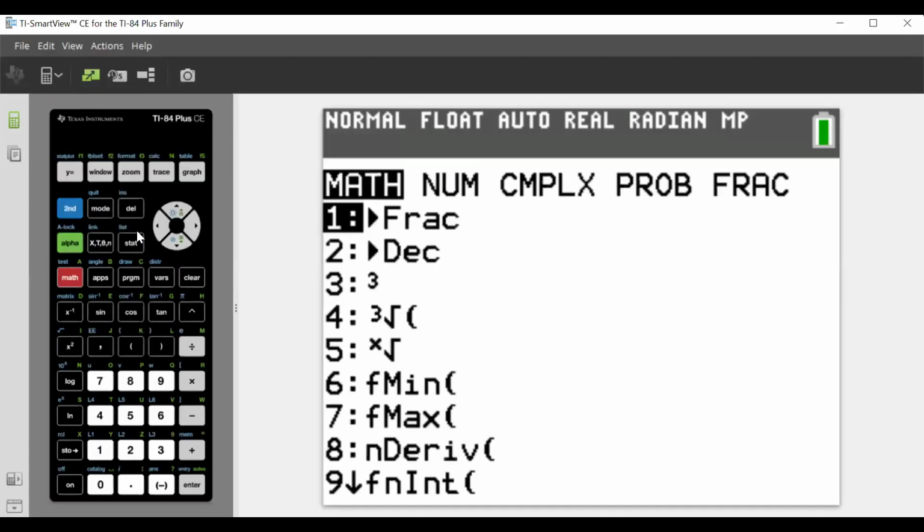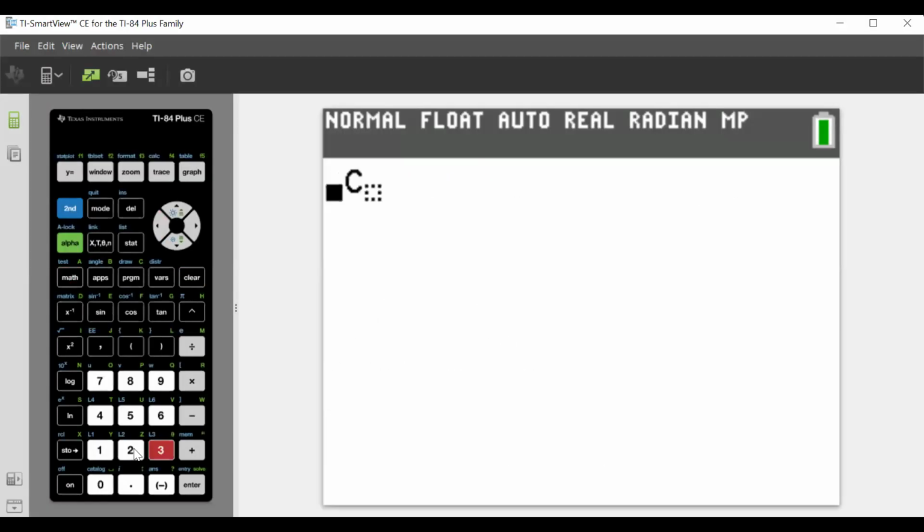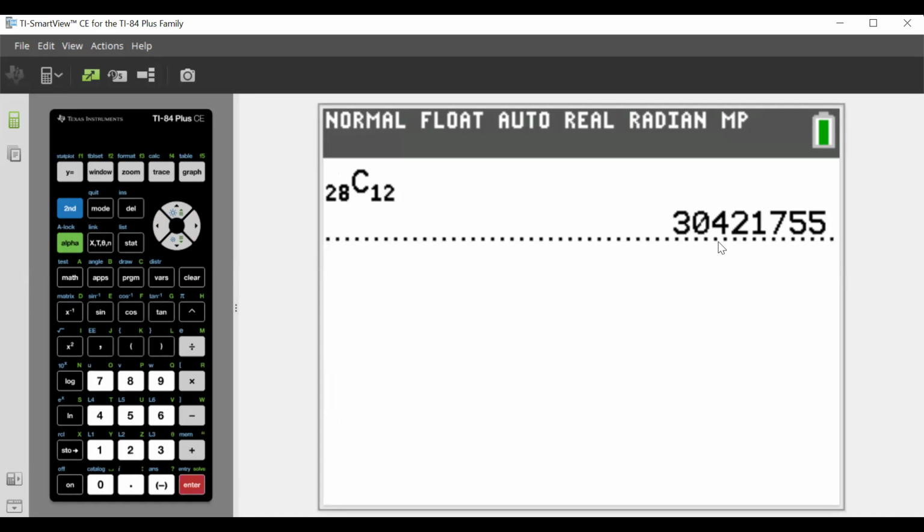So the first one was a combination, and we did 28C12. And that's going to be a pretty big number. What is that? 30,421,755. Now, what about the other one?